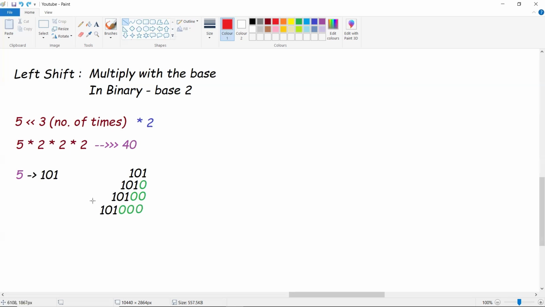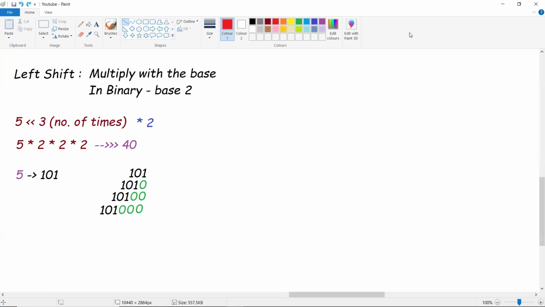Now if you observe, the places are 2 power 0, 2 power 1, 2 power 2, 2 power 3 is 8, 2 power 4 is 0, 2 power 5 is 32. So 32 plus 8, we get the value 40. So this is how left shift works.